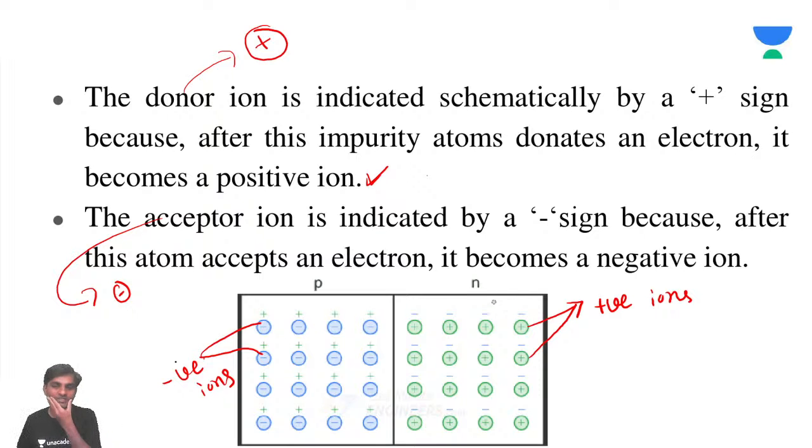Why are these positive ions, sir? Because this can give you one electron for conduction. This is accepting one electron. Because of that, it's called a negative ion.